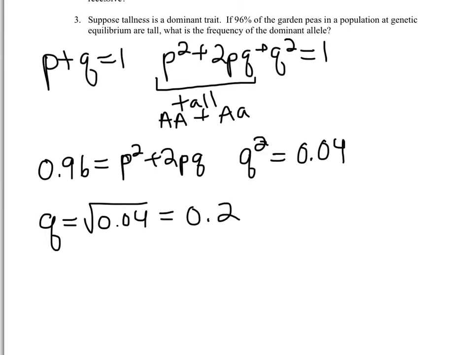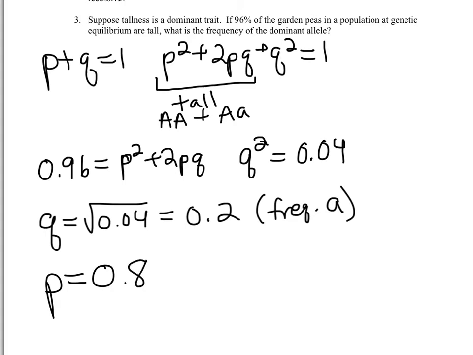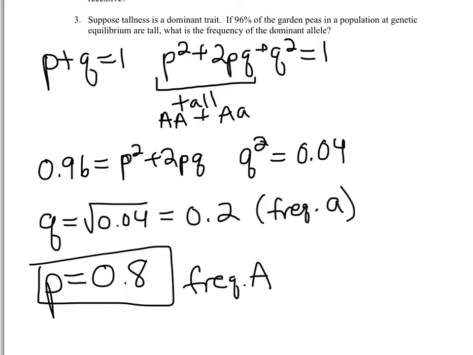So that's the frequency of the little a allele, and they're asking us for the frequency of the dominant allele. So that means we're looking for p, and p plus q equals 1. So p is going to equal 0.8. So the frequency of the big A allele is 0.8.